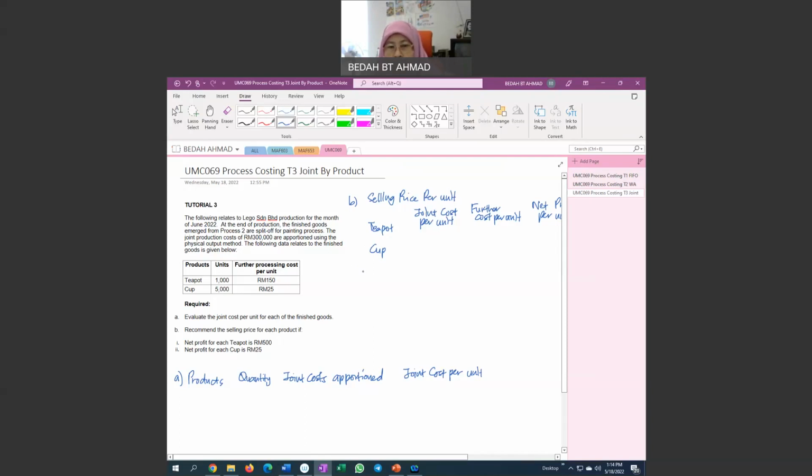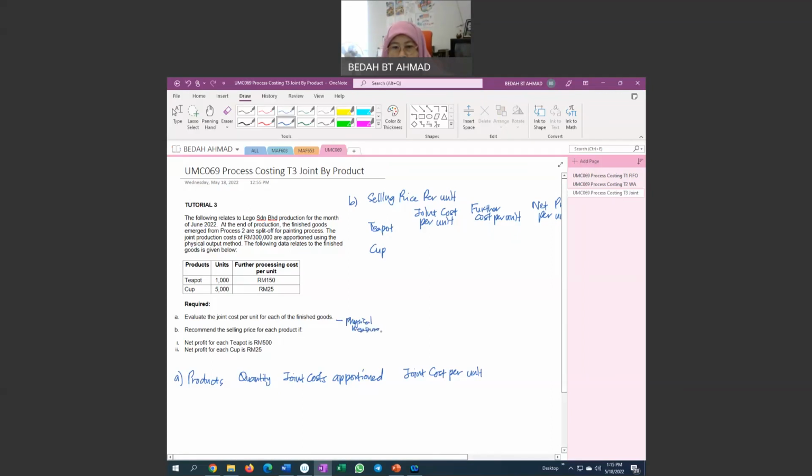You are given the information on the products, which are the teapot and the cup: 1,000 units for the teapot and 5,000 for the cup. There is a further processing cost per unit of 150 and 25 ringgit for each teapot and cup. Required: evaluate the joint cost per unit for each of the finished goods, and recommend the selling price for each product if the net profit for the teapot is 500 and the net profit for the cup is 25. We'll do question A, which is to evaluate the joint cost per unit of each of the finished goods using the physical measures.